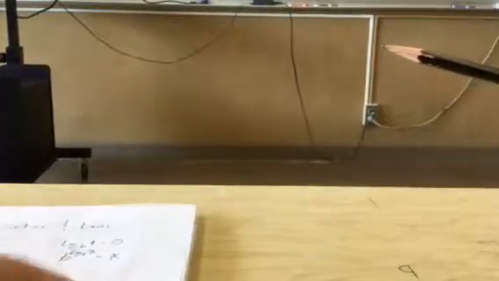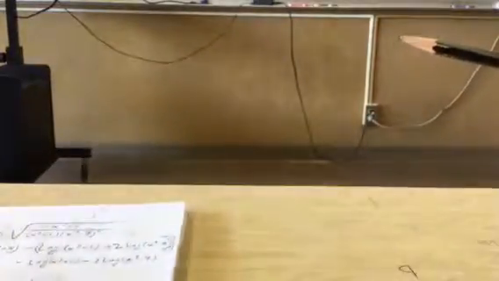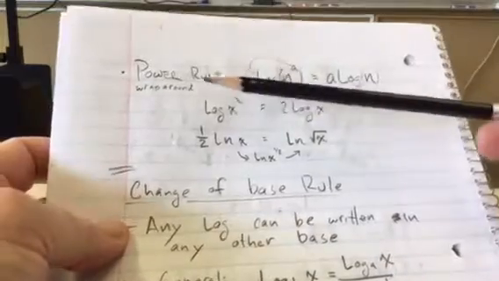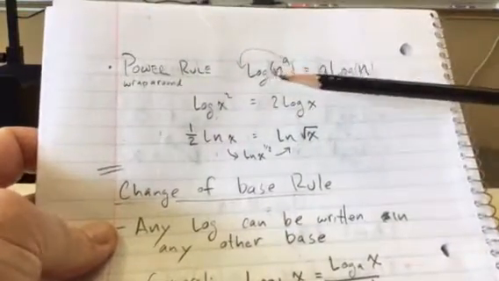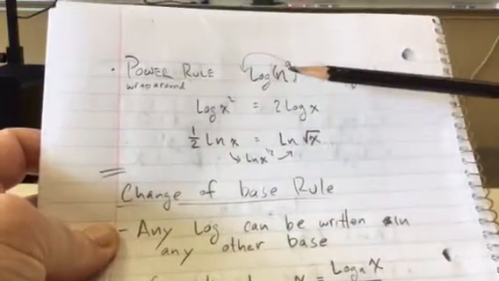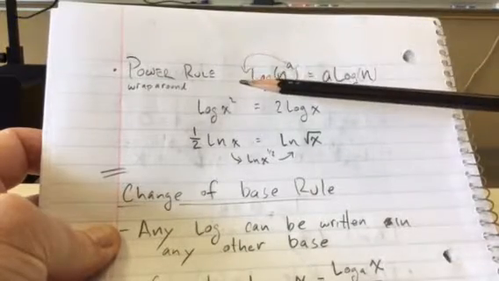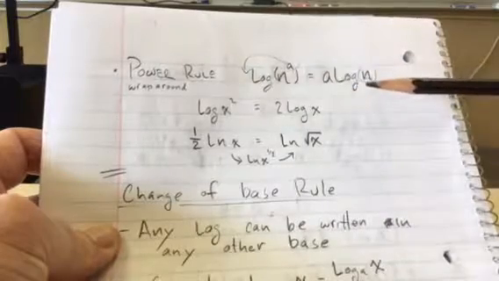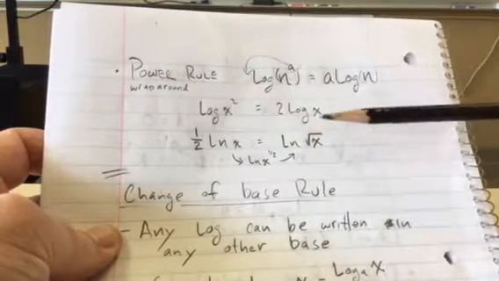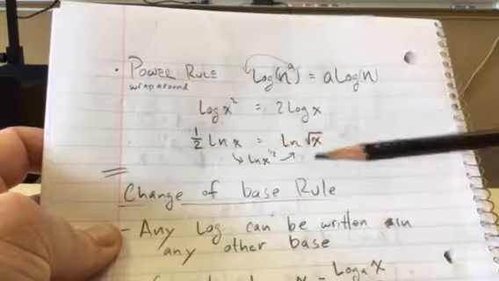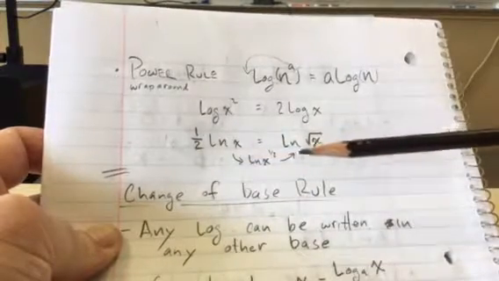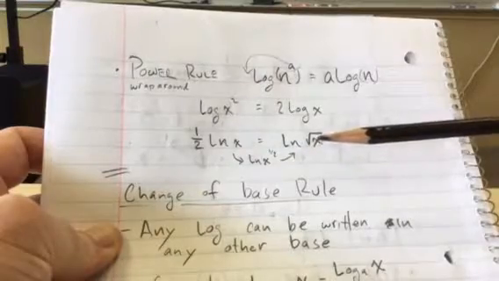Okay, next page is your final log law. It is called the power rule, or sometimes people call it the wraparound rule because of how it looks. When you have log of a power, you can take that power and wrap it around to be a coefficient of the log. So log of n to the a equals a times log of n. Pretty nice. Log of x squared is 2 log x. 1/2 natural log of x, because x to the 1/2 is the same thing as the square root of x, can be written as natural log of square root of x.